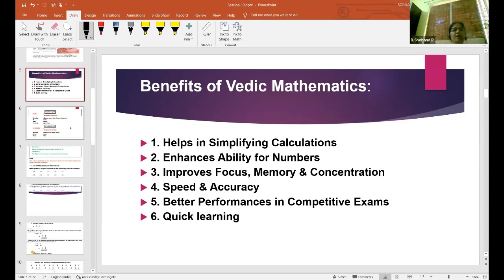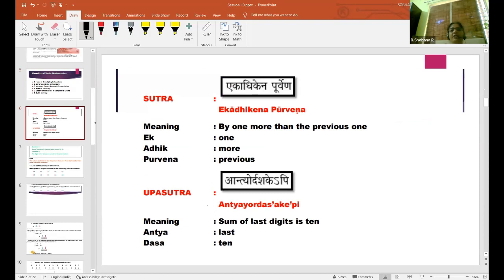There are 16 sutras and a lot more upasutras, but it is not possible for us to cover everything in this one session. So we are just giving you a sample of a sutra. We will just begin with the first one. The first one says Ekadhikena Purvena.